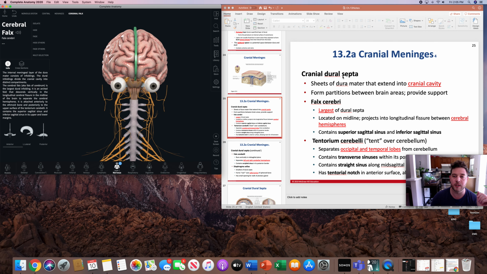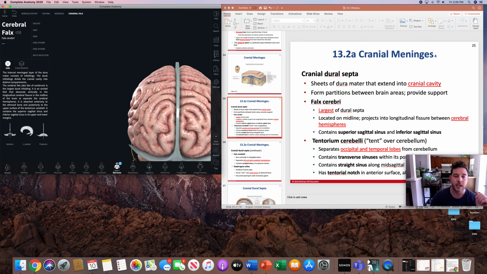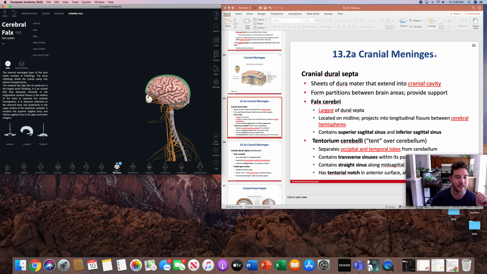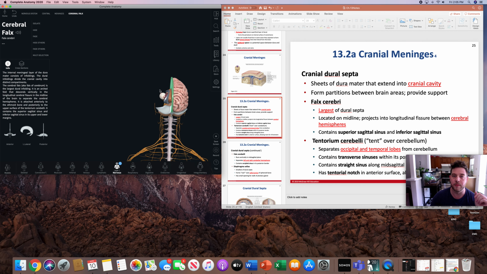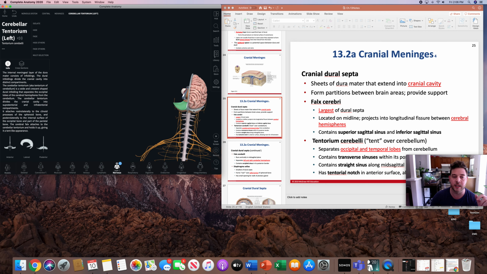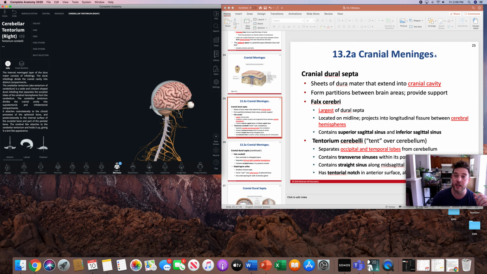So this right here, going back to what we were talking about, the cranial dura septa, this is your falx cerebri right here. You can see it goes all the way around, and if I select this and hide, you can see it is a full sheet of connective tissue that's separating them. And then also we have this tentorium cerebelli, which is separating and dividing the cerebellum from the cerebrum.